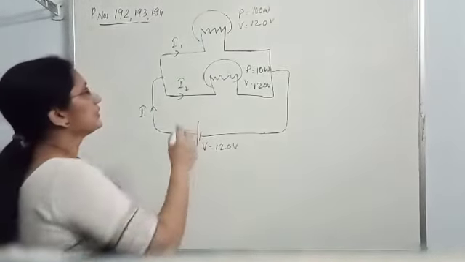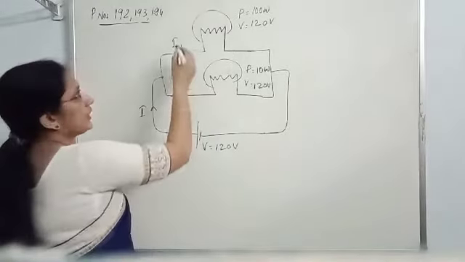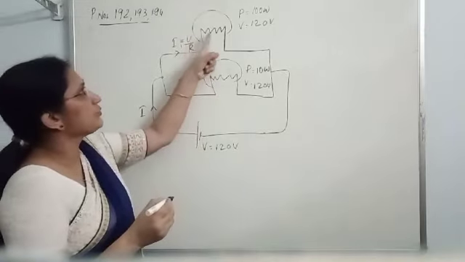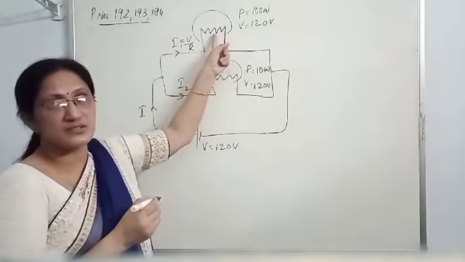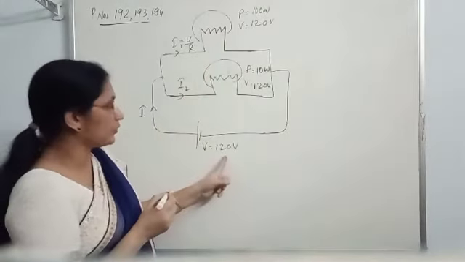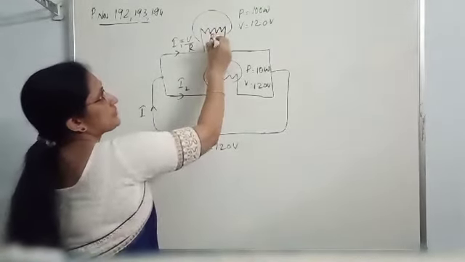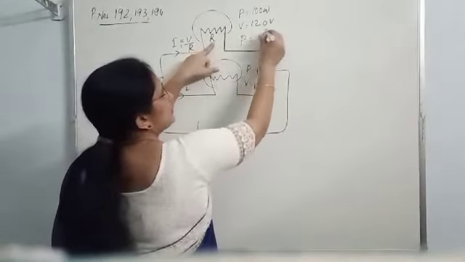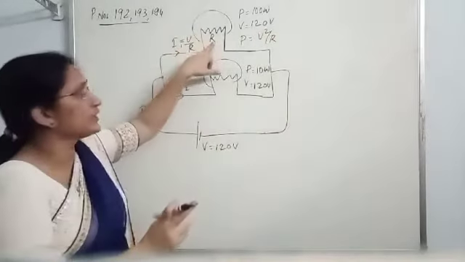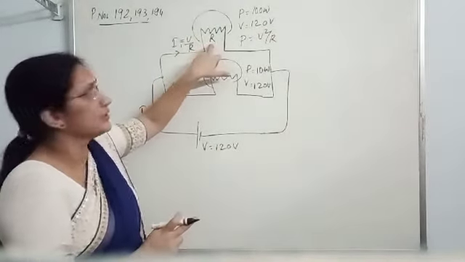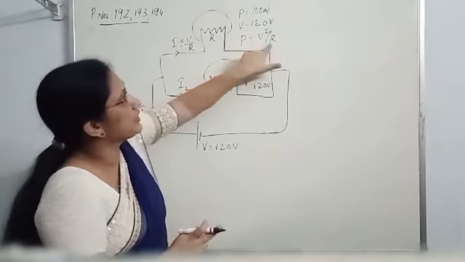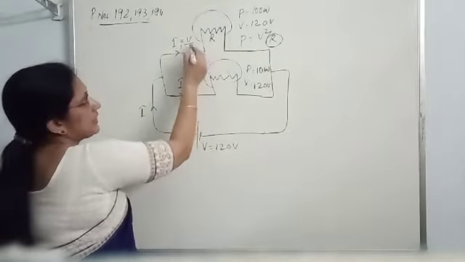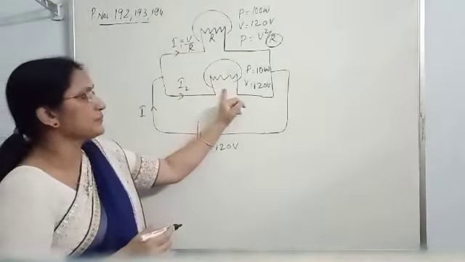How will you find out? You can use the Ohm's law formula, I is equal to V by R. V means the voltage across this resistor or bulb, that is 120 volt. R means the resistance of this bulb. That resistance is unknown. That you can find out by the formula P is equal to V square by R. So first you find out the resistance of this bulb. From power and voltage you can find out resistance. Then from V and R, I you can find out, and do the same thing here.